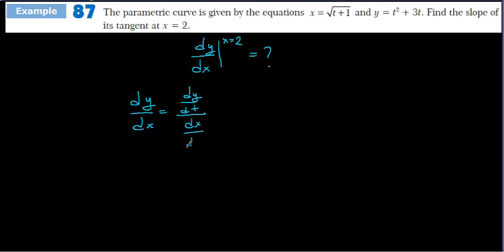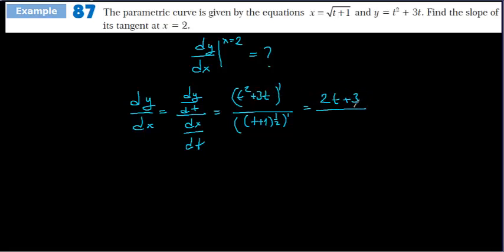It should be firstly the derivative of t squared plus 3t over the derivative of root of, or we can write it like this, t plus 1 to the power of 1 over 2, because root means the power of 1 over 2. The derivative of t squared is equal to 2t, the derivative of 3t is equal to 3, but for the denominator we don't have that derivative directly because we have the power.